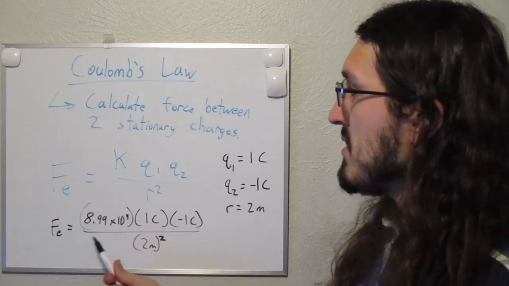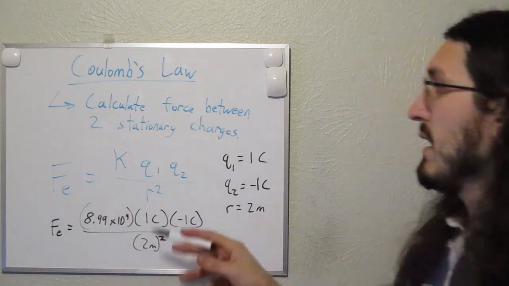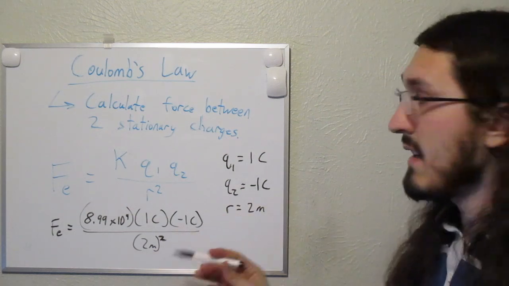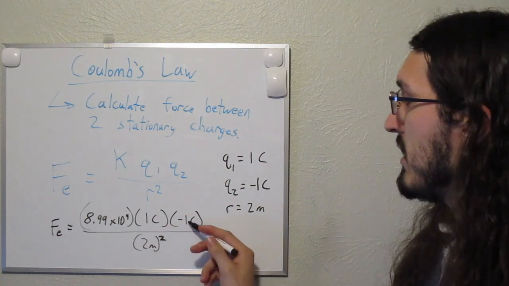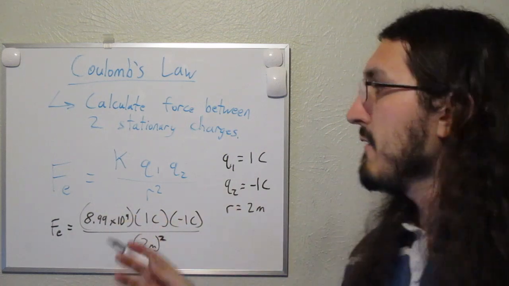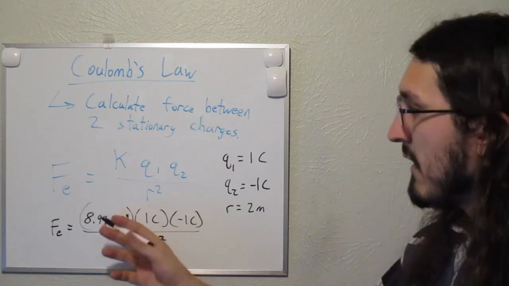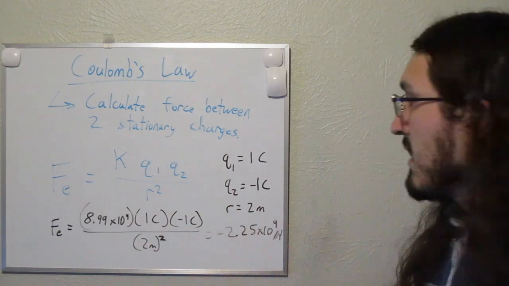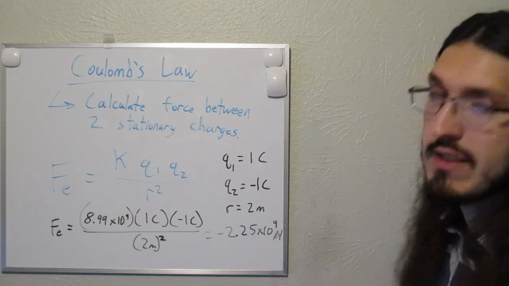So I plugged in my numbers here. My K constant is 8.99 times 10 to the 9 power. And then my two charges are 1 Coulomb, negative 1 Coulomb. So I'm just multiplying those together, and then dividing all of that by 2 meters squared. I know 1 times negative 1 is just going to be negative 1, and negative 1 times this constant is just going to be the negative constant. And then I know 2 squared is 4, so it's just going to be negative 8.99 times 10 to the 9 divided by 4. When I plug this in my calculator, I get negative 2.25 times 10 to the 9 power newtons for the force.